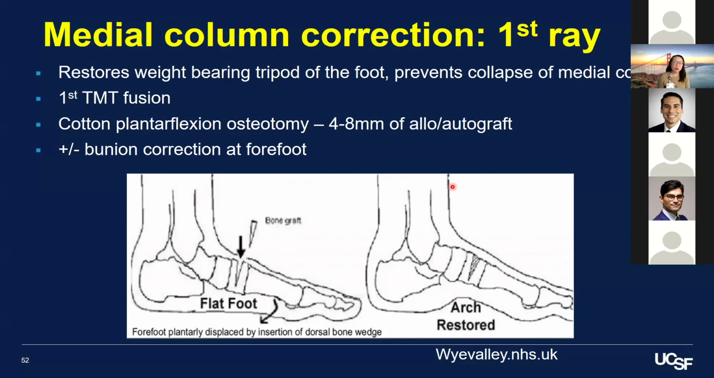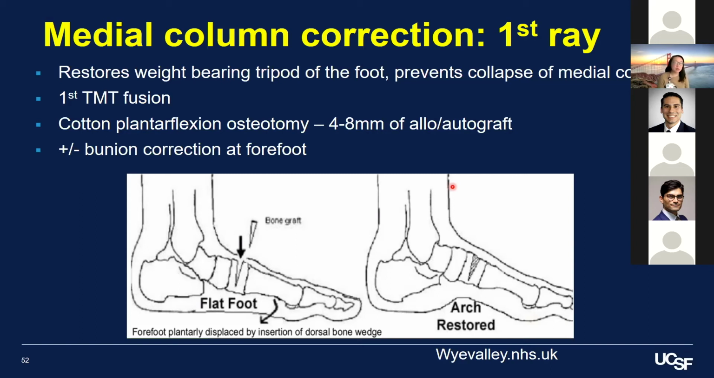And so when you see this, you really want to bring that first ray down, because you essentially want to restore the tripod of the foot, and the tripod of the foot being the calcaneal tuberosity, the 5th metatarsal, and the 1st metatarsal, because you want that 1st metatarsal head to come down. And this is really important because it not only restores the weight-bearing tripod of the foot, but it also prevents further collapse of that medial column.